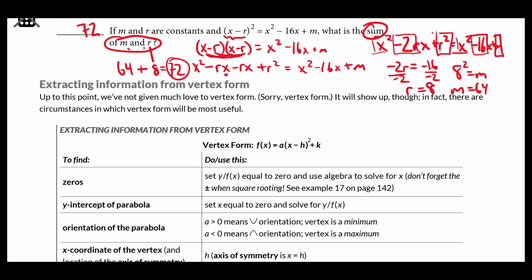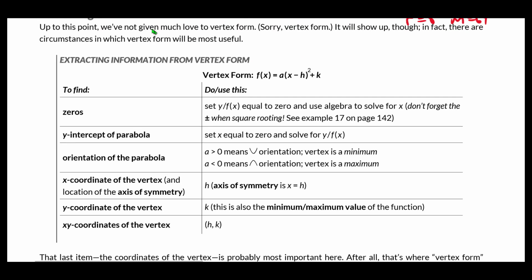Now we have touched on extracting information from standard form. We've talked about how to extract information from intercept and/or vertex form. We now need to go into a little bit more detail about vertex form. Up until now, we haven't talked much about vertex form, but vertex form will show up, and it will be important to know what you're looking at when you look at vertex form, and again, what information you can extract from vertex form, which is reiterated here.